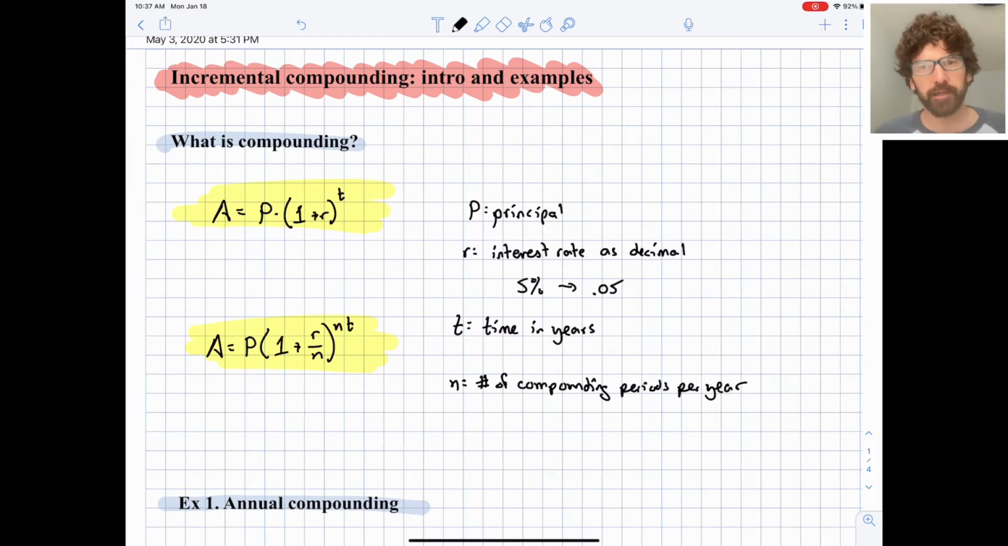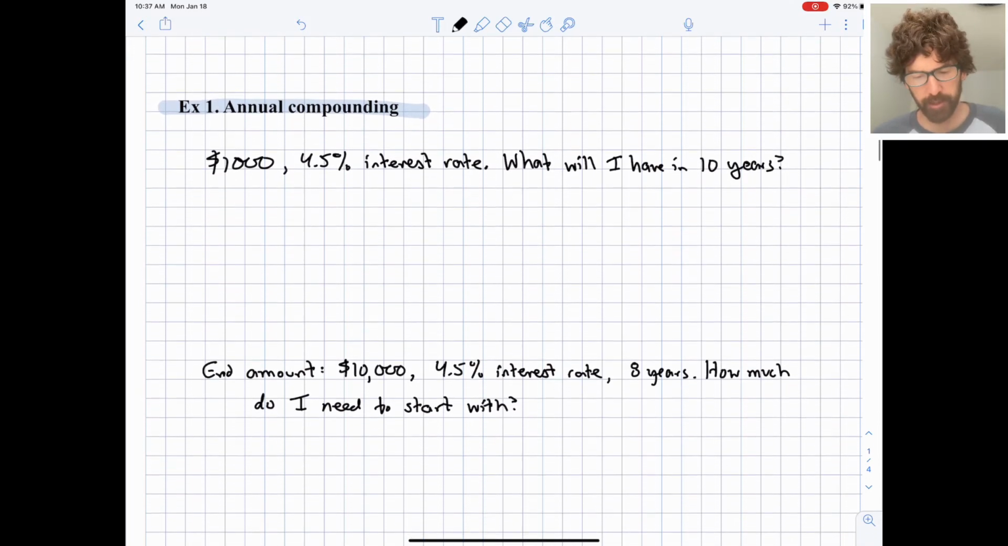Make sure you're seeing that N shows up in two different places: it shows up as the denominator of the fraction, and in addition up in the exponent. So let's do an example with annual compounding, and then we'll look at an example with higher frequency compounding.